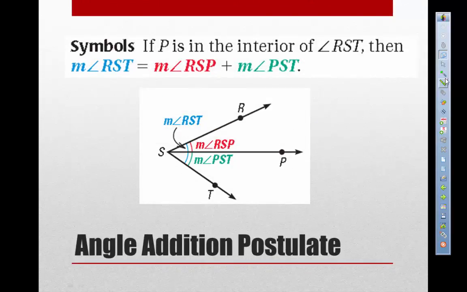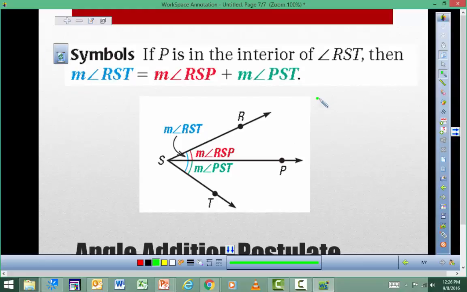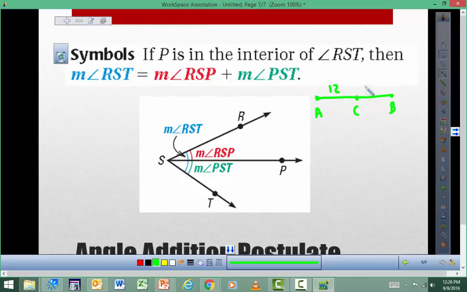This is very similar to the segment addition. Remember what we did the other day? We said if you have A here and C is between A and B, if this were 12 and this is 10, what could we say about the total length? 22. It's 22, right? You can add those two, right?